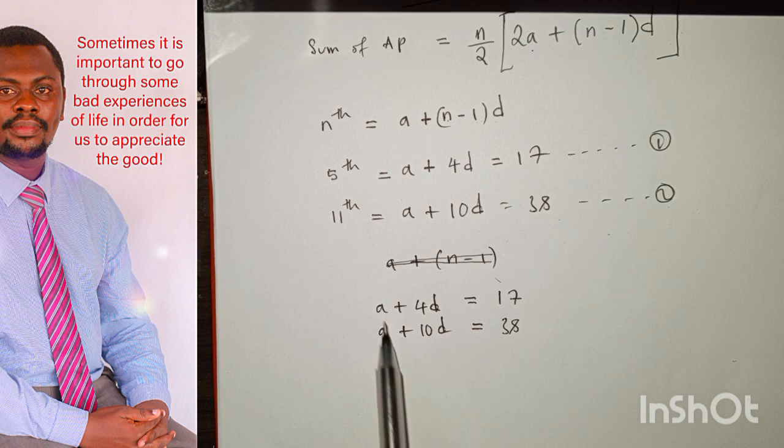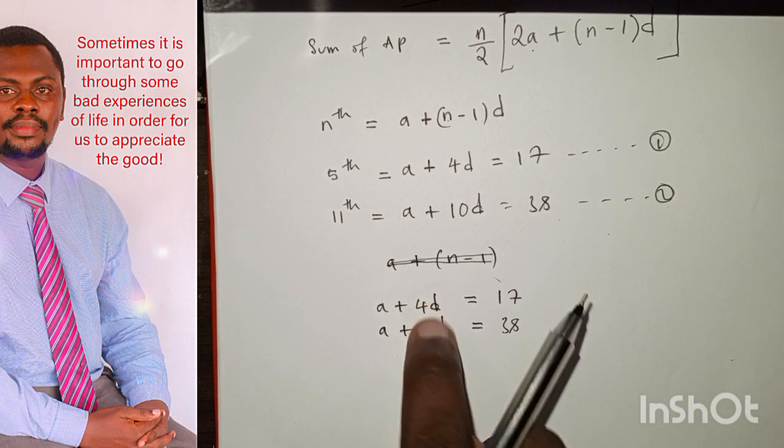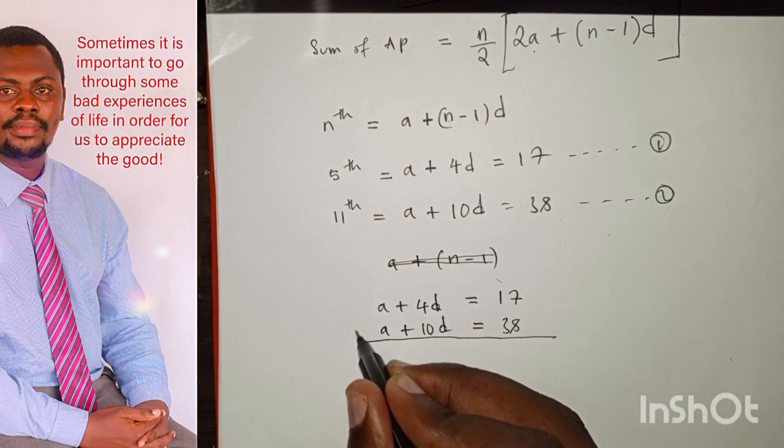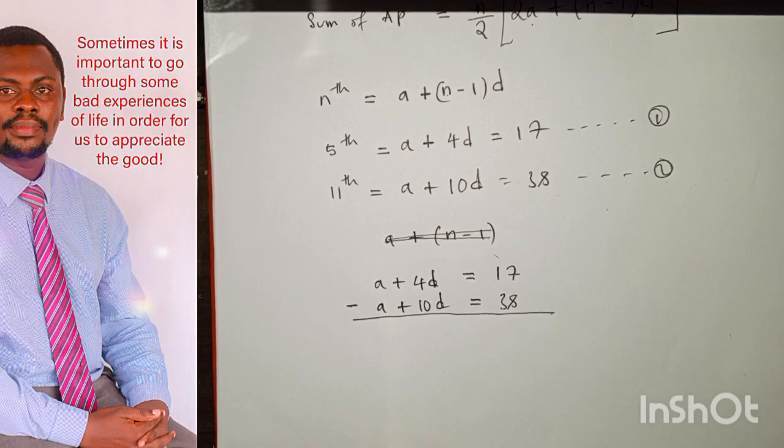So if you say equation 1 minus equation 2, we know that a and a will cancel out. So we are going to eliminate a. Then we are going to have just a single variable d, and it will be very easy for us to calculate d. So we'll just subtract these two equations. We say minus: equation 1 minus equation 2.